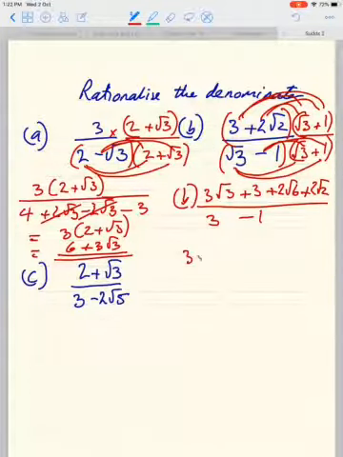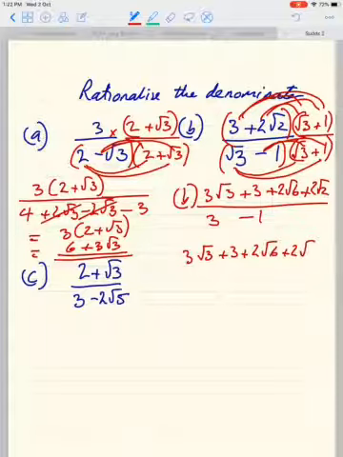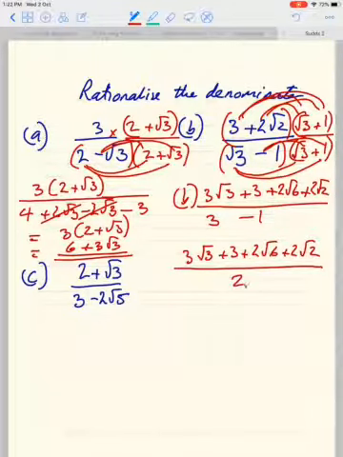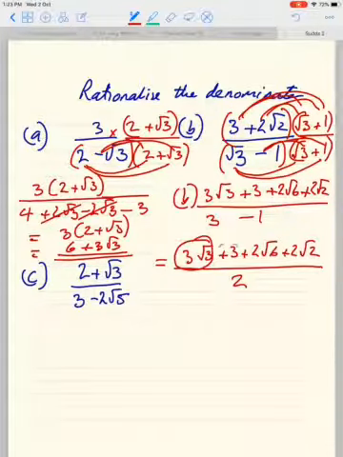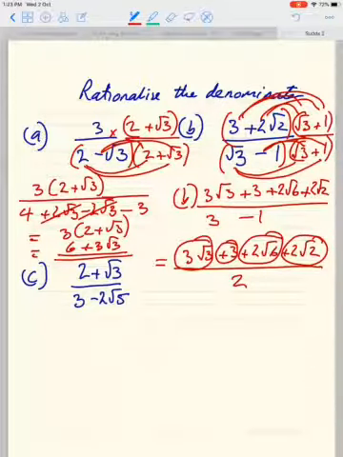We've got 3 root 3 plus 3 plus 2 root 6 plus 2 root 2, and that's all divided by 2. And you can see, is there a single factor on the numerator that's got 2 in it? Well, the first term is 3 root 3, and then we've got plus 3, then we've got plus 2 root 6 plus 2 root 2, so there's no common factor here. So in fact, that is our final answer.